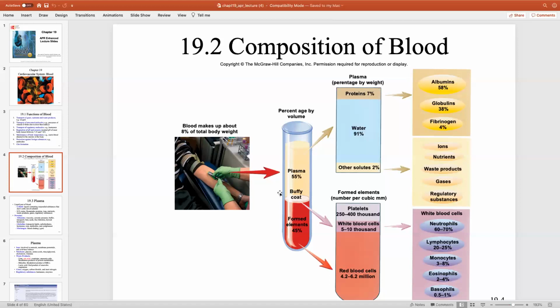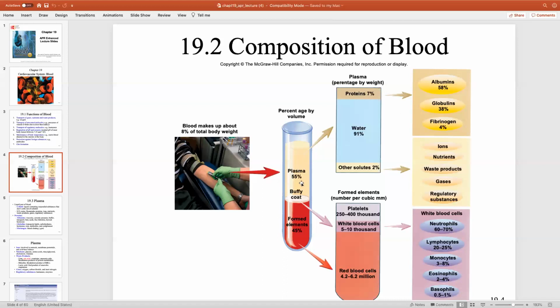Now, how about the part on top? That part on top is the liquid portion. The liquid portion is called plasma. When somebody does their blood sugar count, when they're measuring the blood sugar count, where are they finding the sugar, right? The glucose will not be found in this formed element part. That's only cells that are heavier.